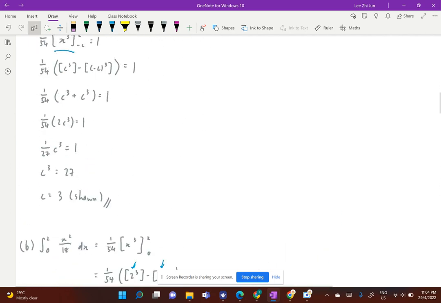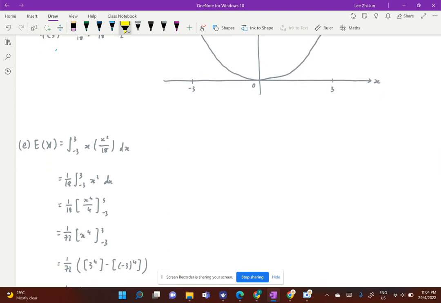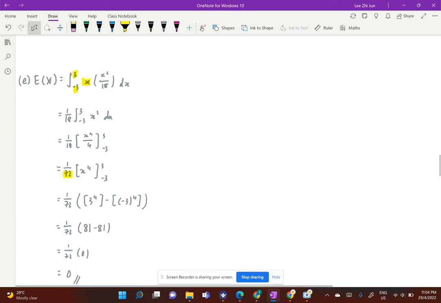E, find the mean and variance. So the mean, same as just now, I integrate it, the upper boundary and lower boundary. So I just add this x inside times this x squared. So it will be x power of 4 divided by 4. So 18 times 4, 72. So sub 3, -3. So 81 minus 81. So I will get 0.